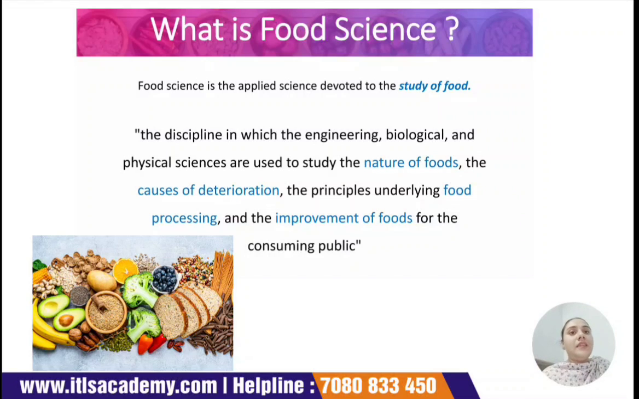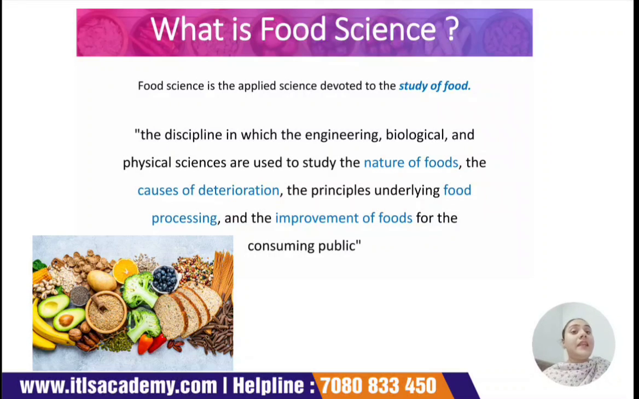Or you can also say the discipline in which engineering, biological and physical sciences are used to study the nature of food, the cause of deterioration, the principles underlying food processing and the improvement of food for the consuming public is known as food science. So it is a science that deals with engineering, biological and physical sciences, and which studies the nature of food. We discussed the nature of food in the first lecture, so you can refer to that lecture.